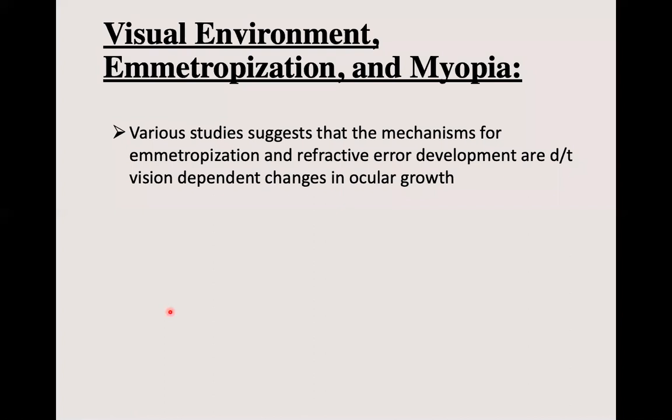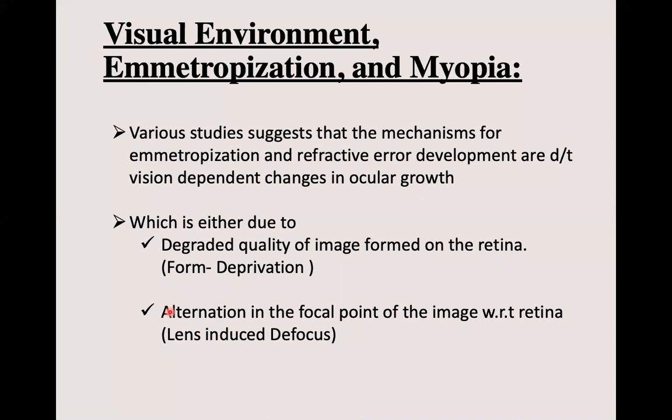Various studies suggest that the mechanisms for emmetropization and refractive error development are due to visually dependent changes in ocular growth, which is either due to degraded, that means poor quality, image formed on the retina, which is also called form deprivation, or alteration in the focal point of the image with respect to the retina, that means lens induced defocus. I'll be discussing this in coming classes.